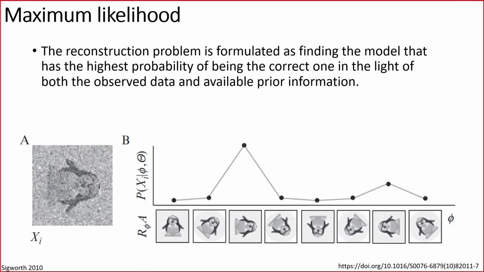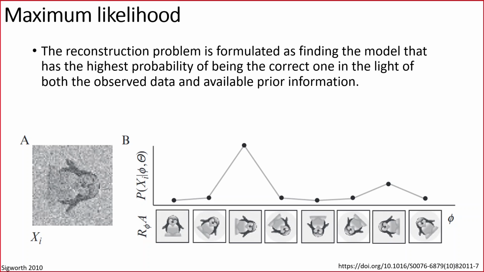Before we continue to the classification and refinement process, this will be a very, very brief introduction to maximum likelihood methods, and why maximum likelihood methods work a little bit differently than correlation methods. So in the maximum likelihood method, the reconstruction problem is formulated as finding the model that has the highest probability of being the correct one in light of the observed data.